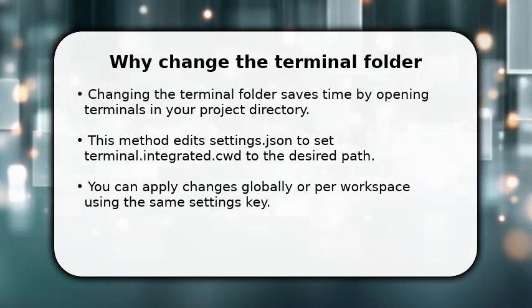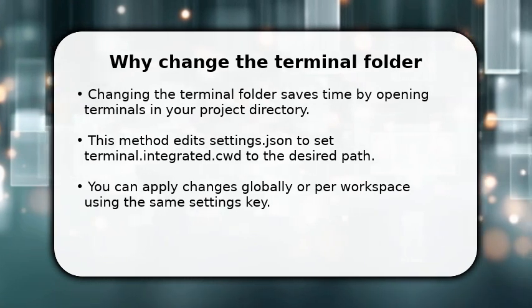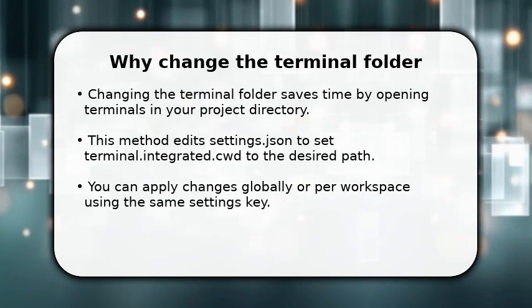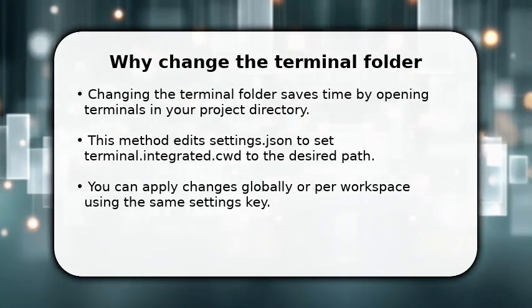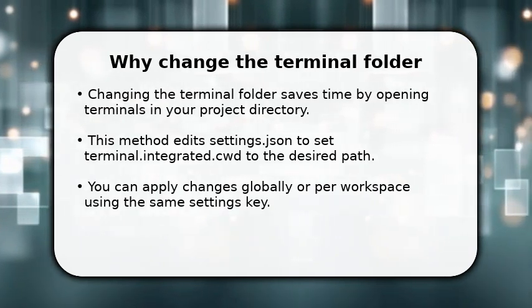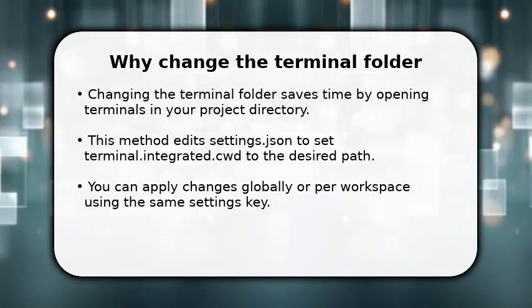Open Visual Studio Code and press Ctrl+Shift+P to open the command palette. Type Preferences: Open Settings (JSON) and press Enter to open settings.json. You can configure the setting globally or inside a workspace file for different projects.